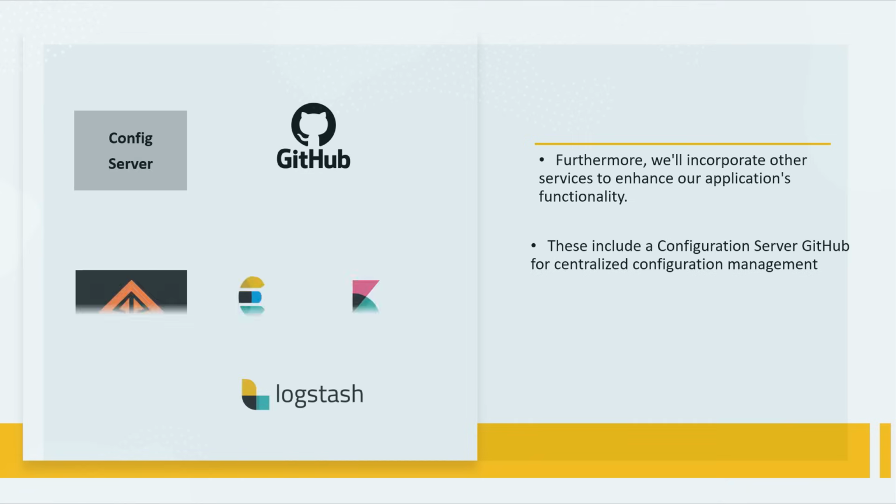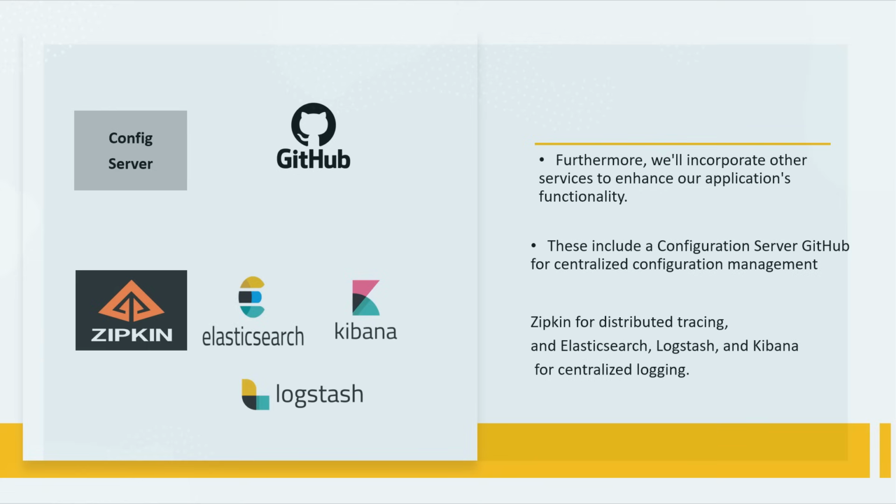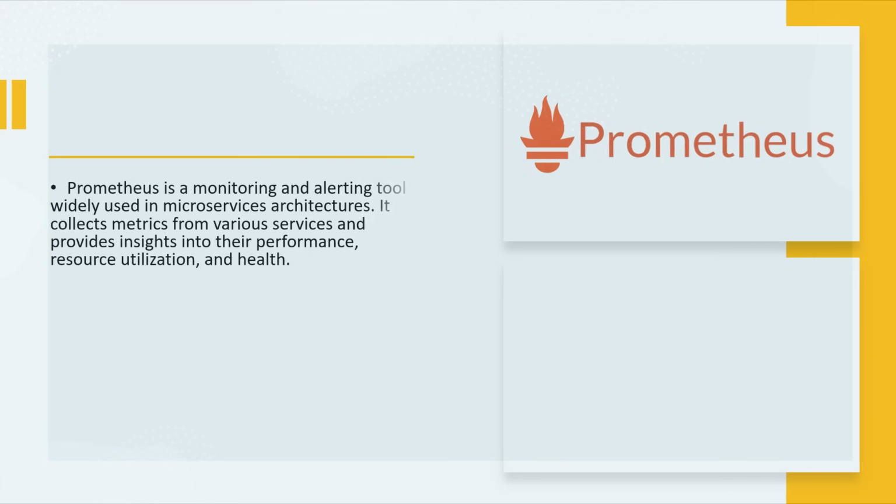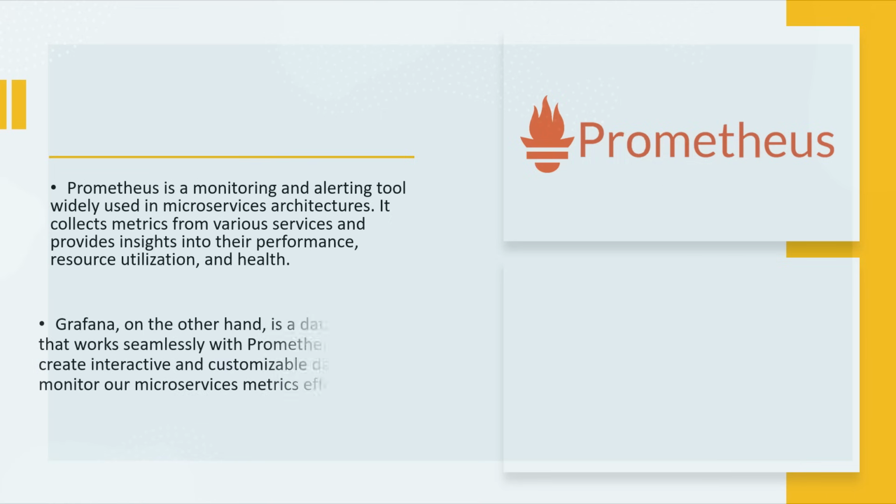This includes a configuration server, GitHub for centralized configuration management, Zipkin for distributed tracing, and Elasticsearch, Logstash, and Kibana for centralized logging. Prometheus is a monitoring and alerting tool widely used in microservices architectures. It collects metrics from various services and provides insight into their performance, resource utilization, and health.